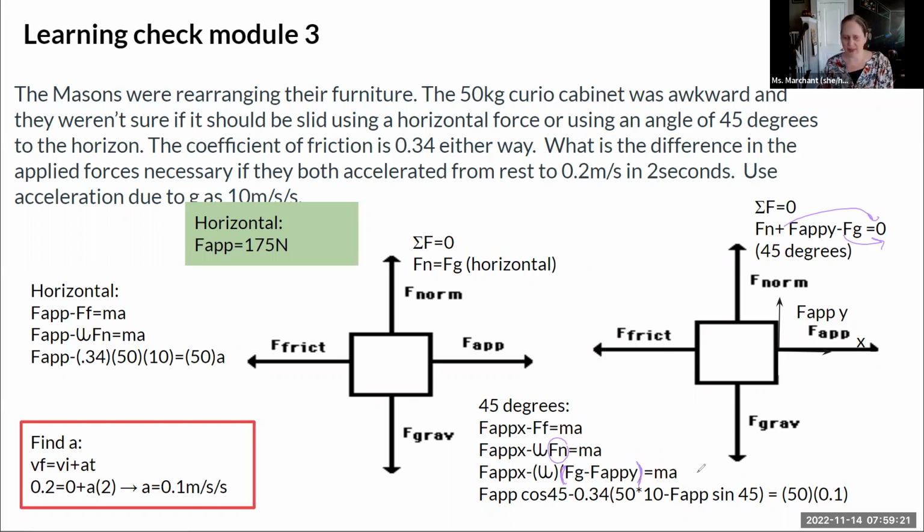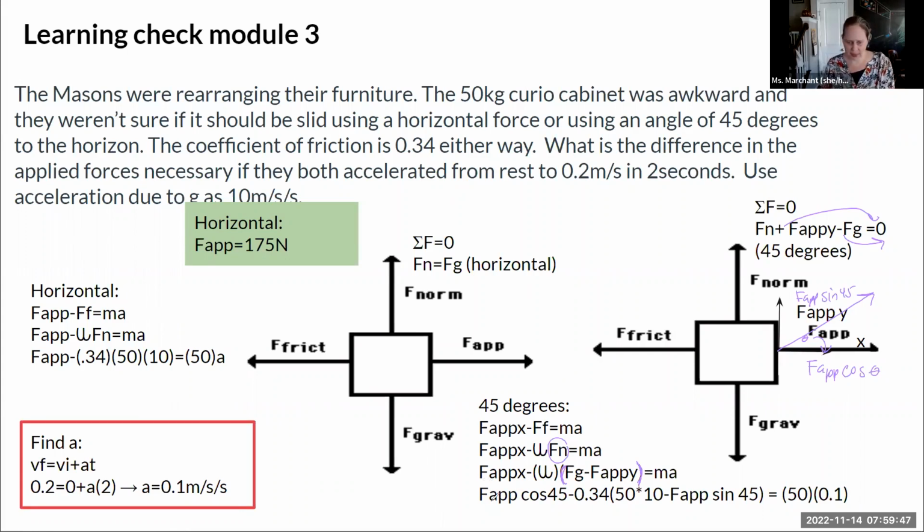Okay, so now let's get some numbers in here, because maybe some numbers help. Force applied in the X is just force applied times the cosine of theta. Why? Because that was up here at 45 degrees and it's the adjacent side. Force applied in the Y is force applied times sine of 45, because that one is on the opposite side.